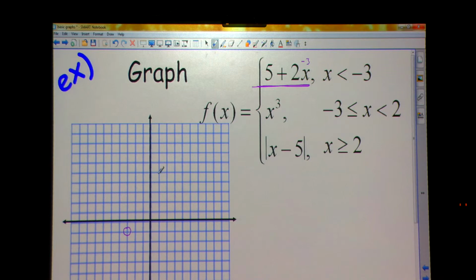Now you know the slope is 2, so just follow that, down to 1. That has a slope of 2.